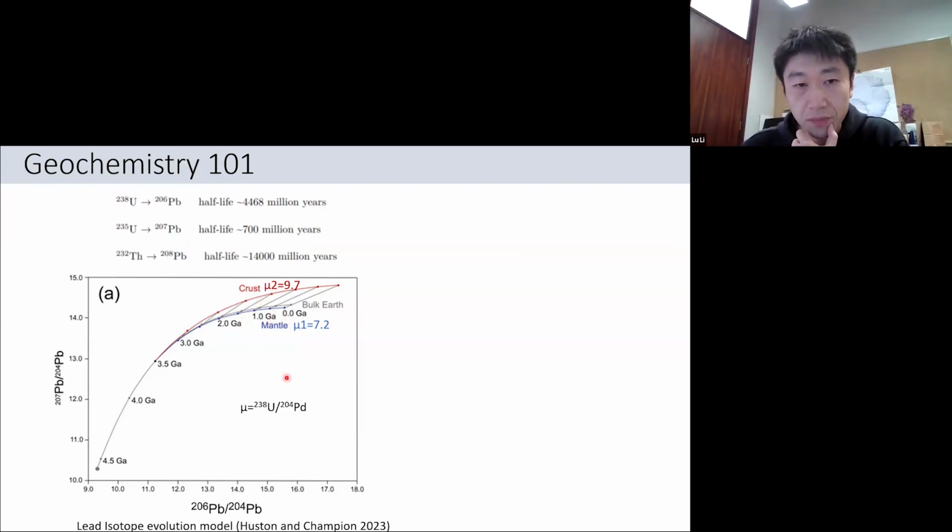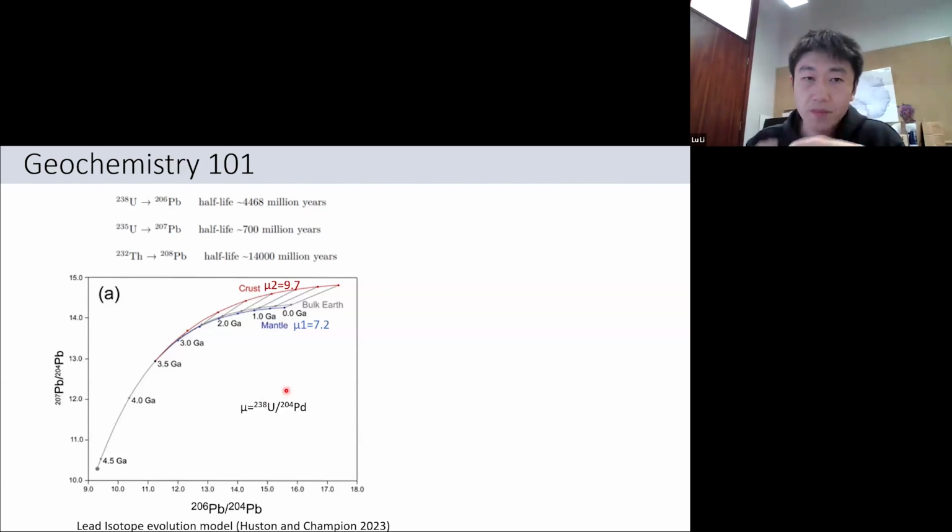We mainly see a big growth of lead-206 due to the decay of uranium-238. So basically, that's if everything is homogeneous, we don't have crust and mantle, everything makes our life so much easier, but probably it will be boring. But actually, they have different types of uranium reservoirs, which cause different uranium-238 to lead-204 ratios.